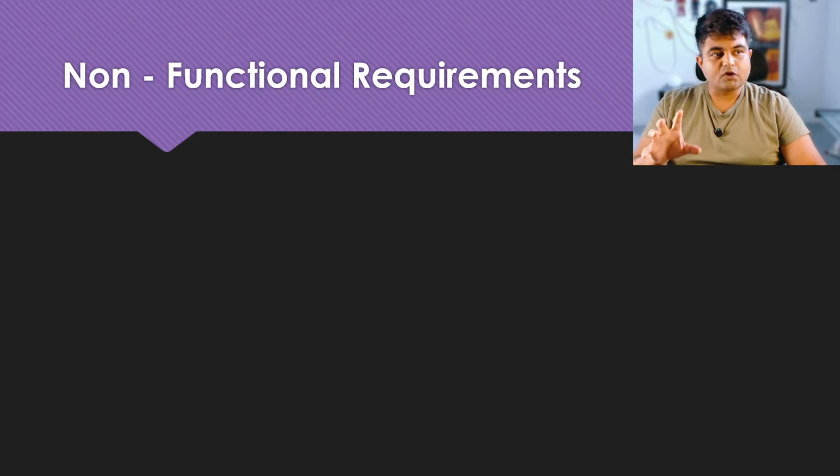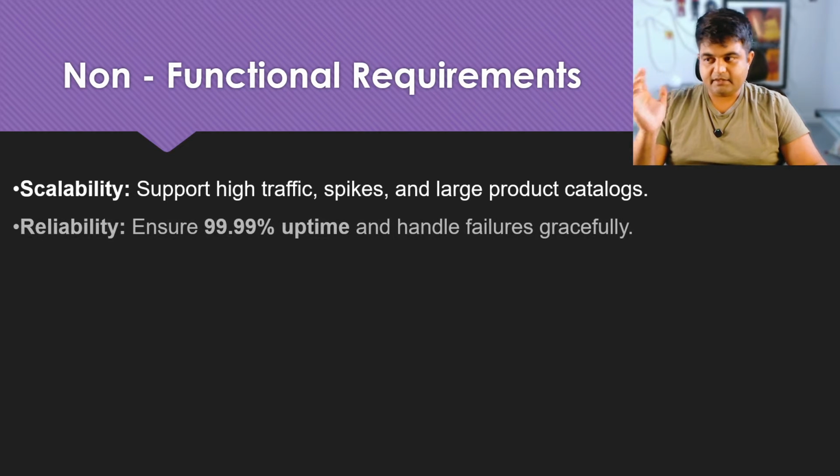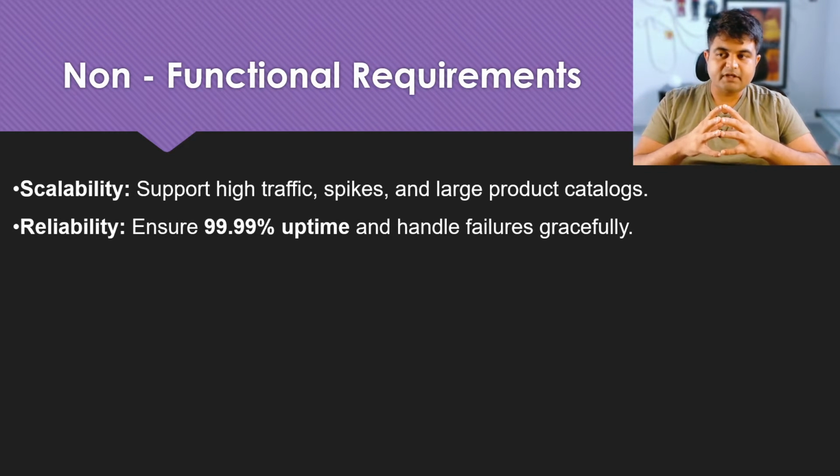Now let's talk about non-functional requirements. So of course we want our system to be scalable. During high traffic season and high traffic areas, our system should be able to behave as expected. Then it should be reliable. So currently we are aiming for 4 nines of availability, which is decent availability.